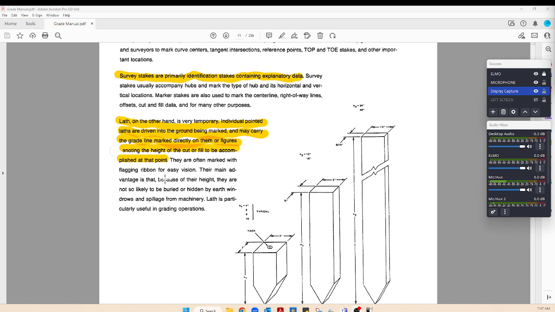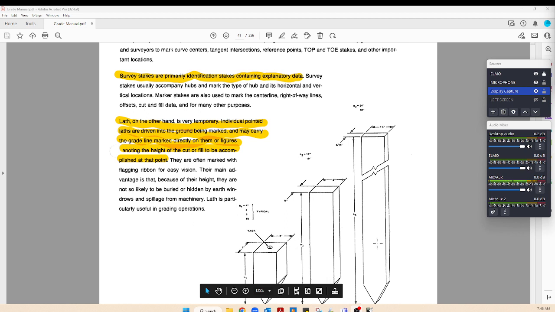Let's see, they carry the grade, and directly on them are figures denoting the height of the cut or fill to be accomplished at that point. They're often marked with flagging ribbon for easy vision. They're usually pink. Pink is a color code for temporary survey stake. They're not so likely to be buried or hidden by earth as a hub may be.